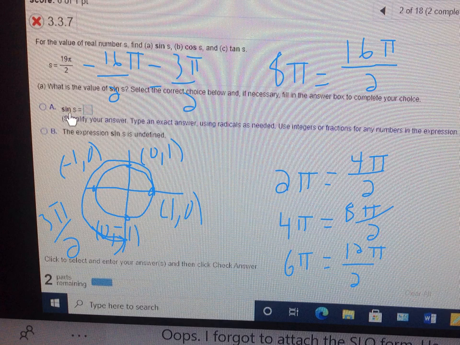We're looking for sine of s, which is the y value here, and so that's -1. Of course, the cosine of s will just be the x value, 0, and you can probably get the tangent.